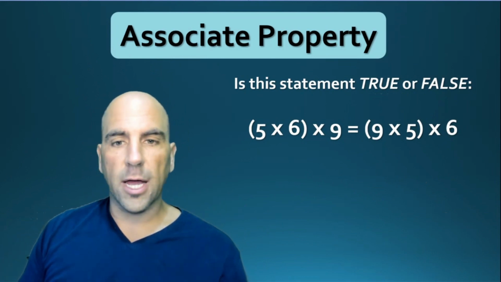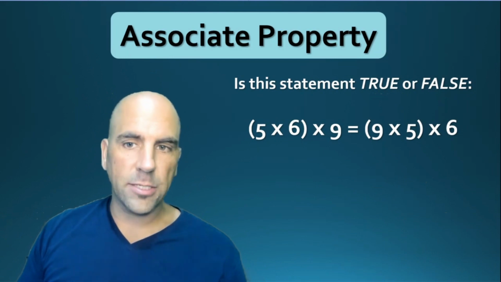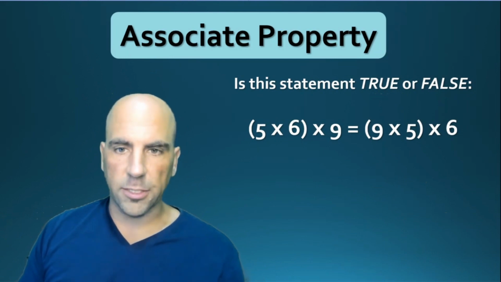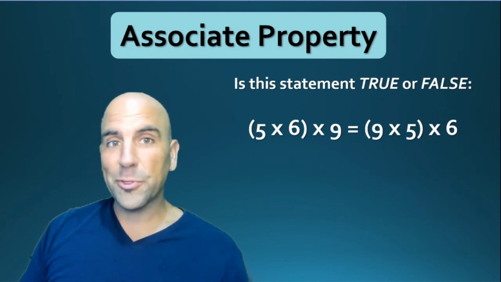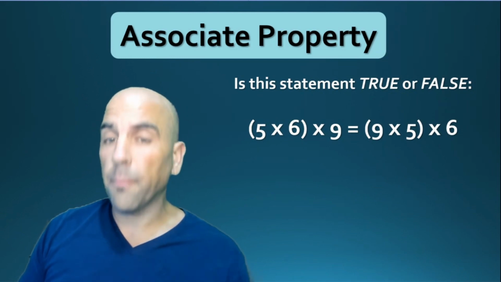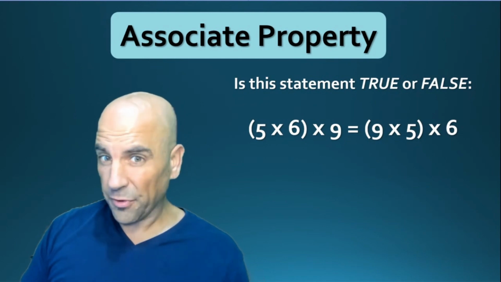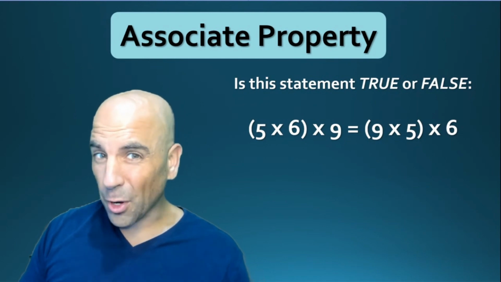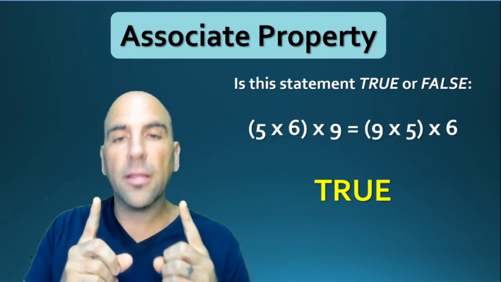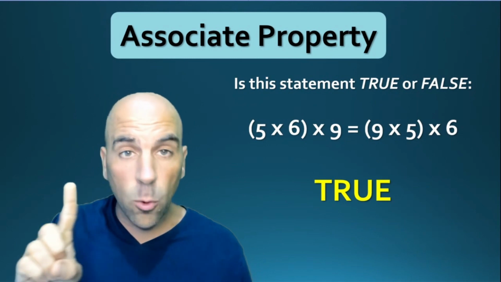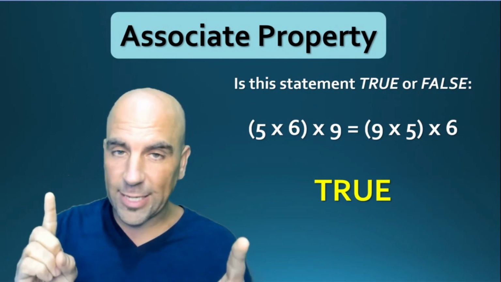Is this statement true or false? 5 times 6 times 9, with 5 times 6 in parentheses, equals 9 times 5 times 6, and 9 times 5 is in parentheses in the second. Well, you see both sides have the same 3 numbers, but they do have different orders and different parentheses. So, true, of course it's true. The associative property tells us that no matter what order you put it, as long as you have the same numbers, they're going to get the same answer.